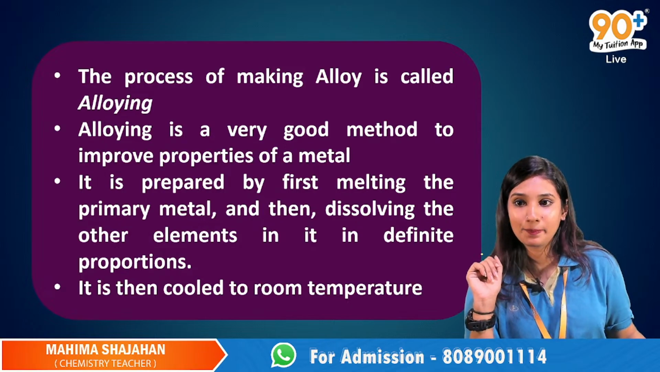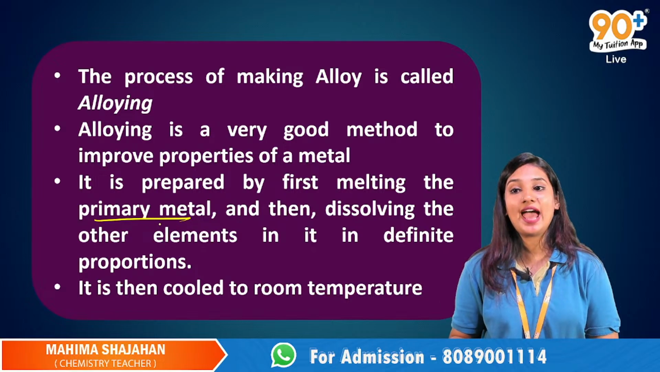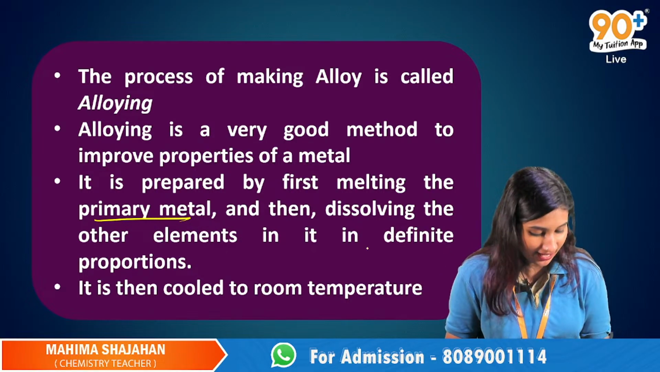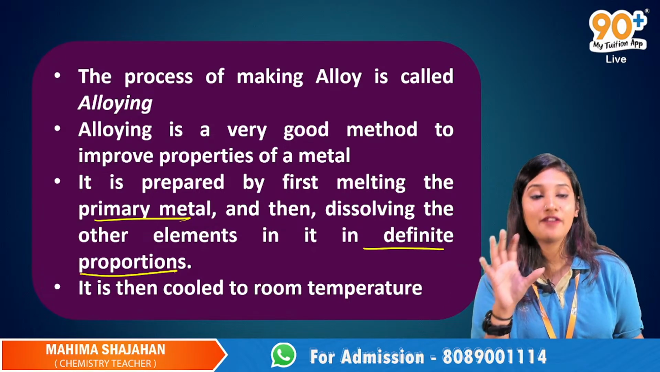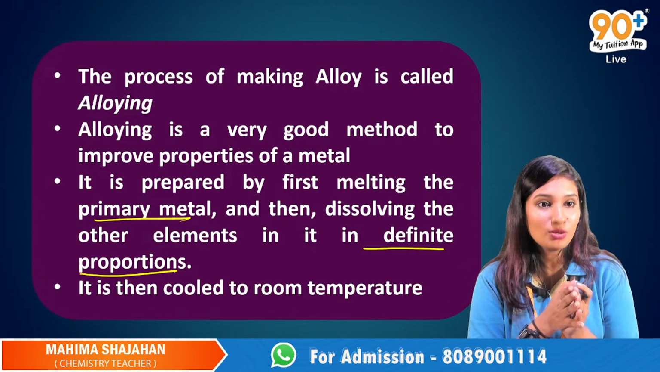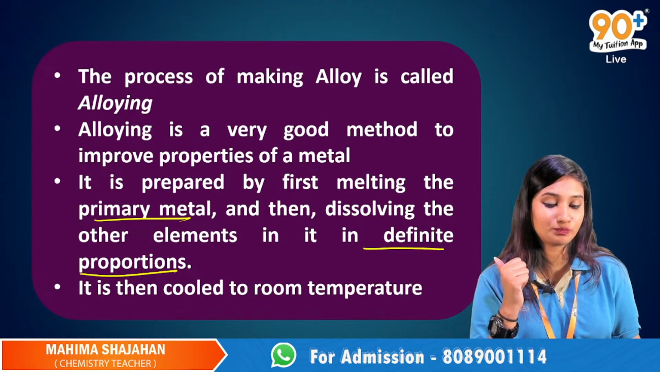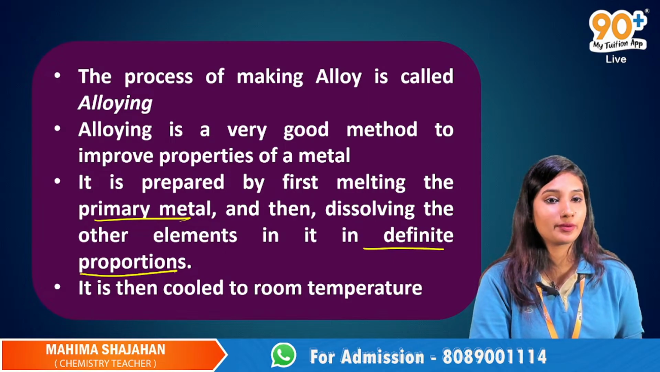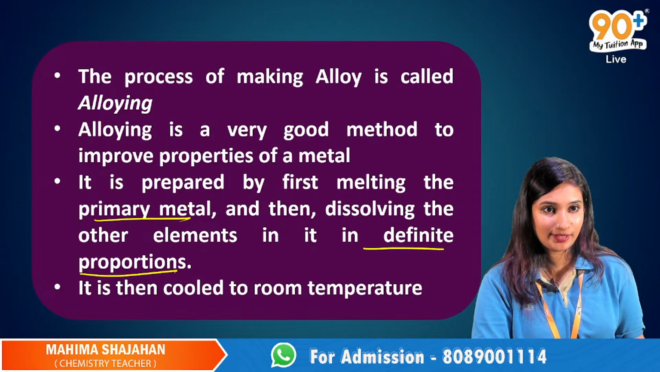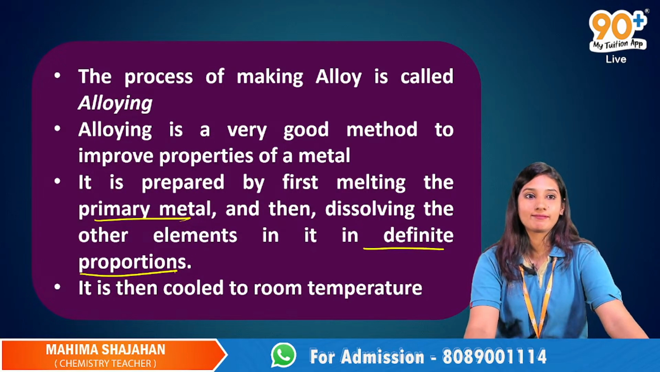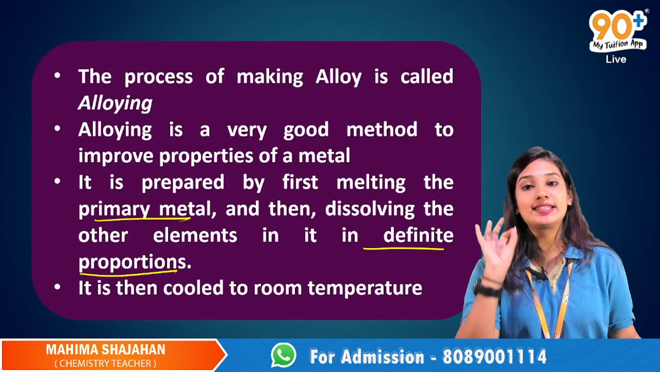Is it clear? It is prepared by first melting the primary metal and then dissolving the other elements in definite proportions. There will be a fixed ratio that we mix. Then finally we are cooling it to room temperature. Is it clear? This is called alloying. Alloying is a very good technique to get the desired properties.